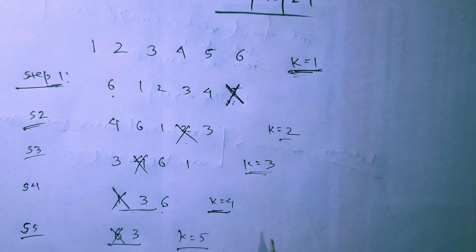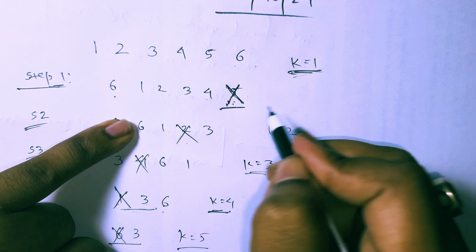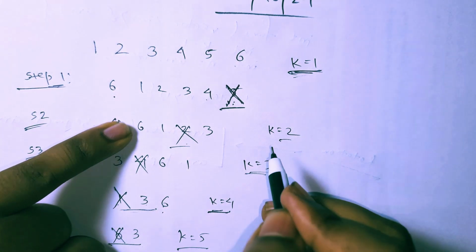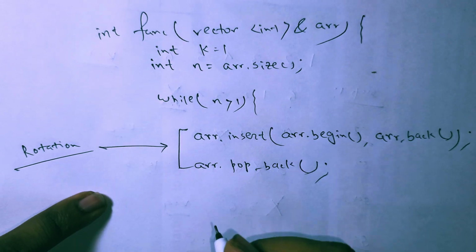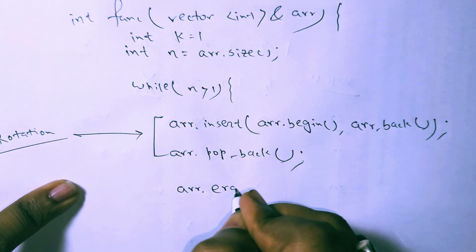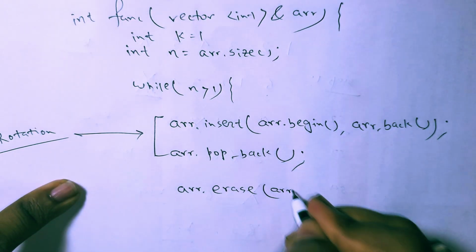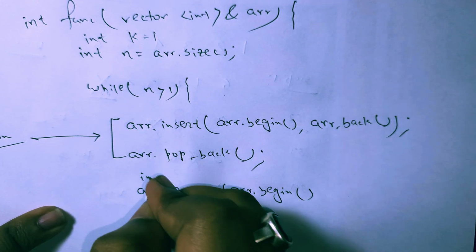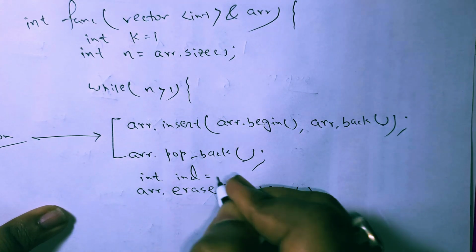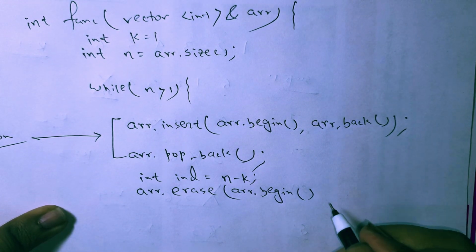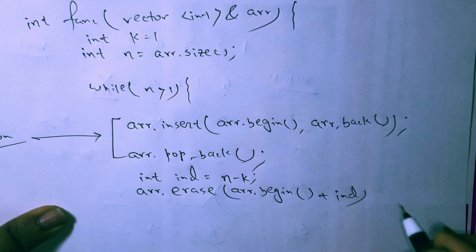So how will we access it? This element is the total size of the array minus 1. This element is the total size of the array minus 2. So here is the intuition. I have to delete: array.erase(array.begin() + index), and my index is n minus k. This is my index and I have to delete that index.